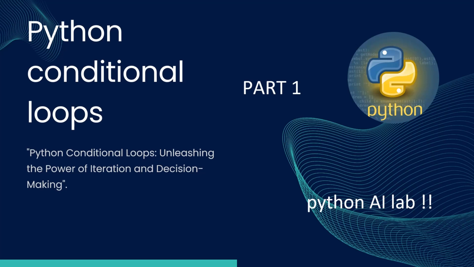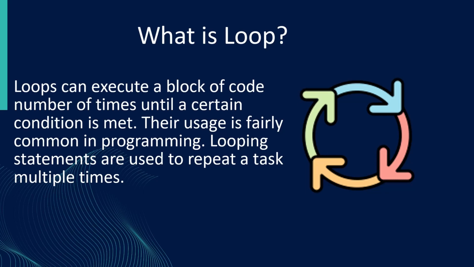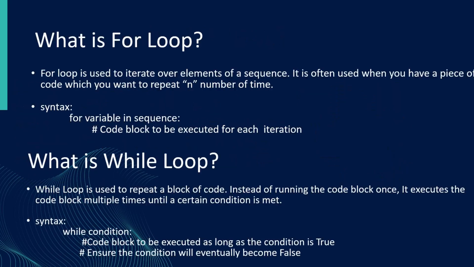So let's get started with the very first topic, which is loops. So what are loops? Loops are statements where you can execute your task again and again. It means you can execute the task multiple times until you reach a specific goal or target. That is called a loop. So in Python we have this type of loop.